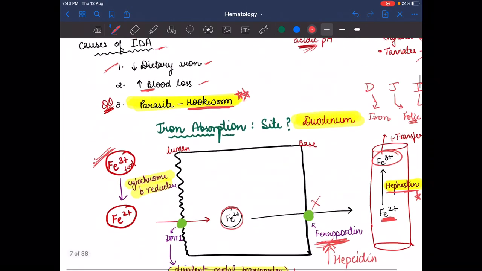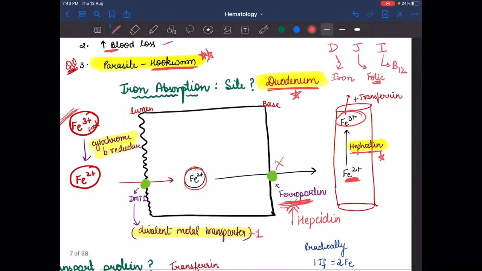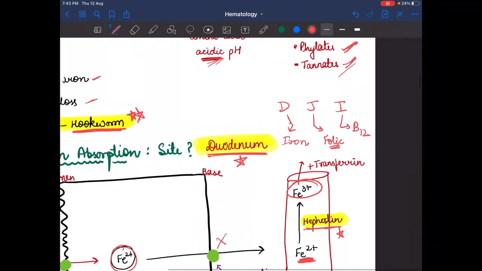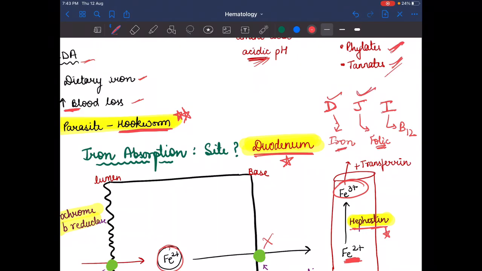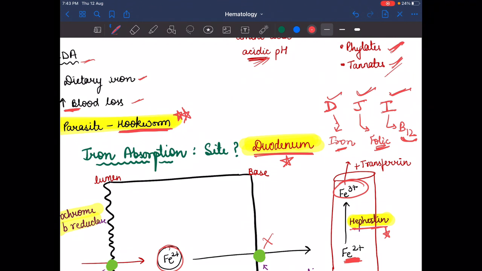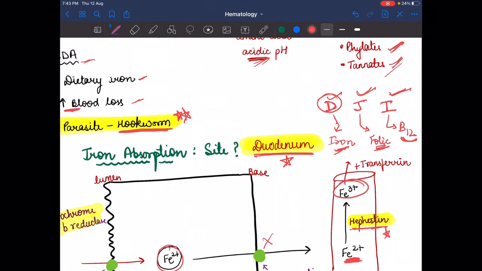Now let's do iron absorption, how the iron gets absorbed. The site for iron absorption is the duodenum. I am telling you that this is the duodenum, jejunum and ileum. In the duodenum iron gets absorbed, in the jejunum folic acid gets absorbed, and in the ileum vitamin B12 gets absorbed. Here we are talking about iron, so iron gets absorbed from the duodenum.